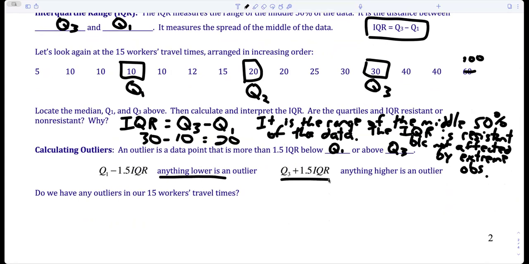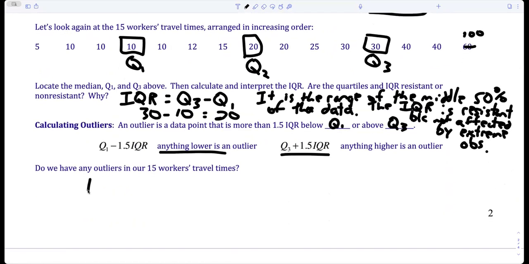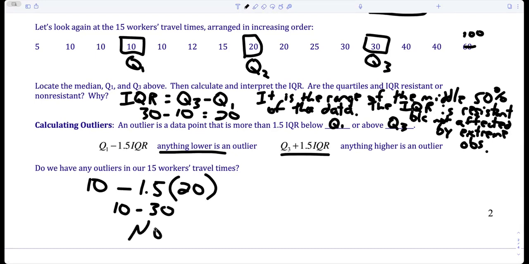So do we have any outliers in our 15 workers' travel times? All right, so Q1 is 10 minus 1.5. What was the IQR? We found it right here. It is 20. So I've got 10 minus, what's 1.5 times 20? 30, right? So I've got 10 minus 30, which gives me a negative number, which does not make sense in the context of this problem, because we are talking about commute times. So this is no outliers.